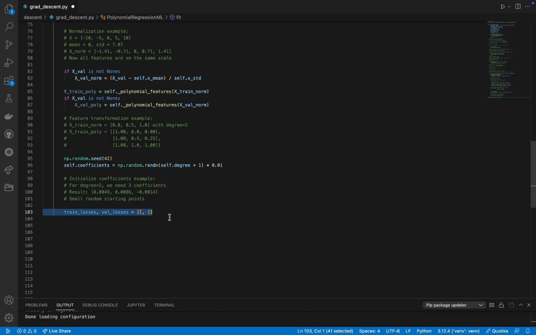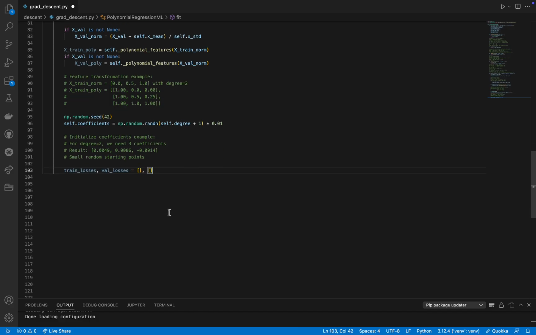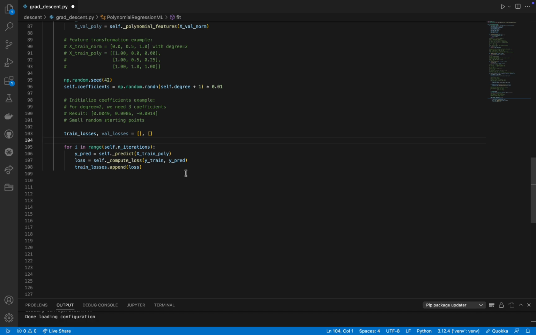Okay, and now we jump into the gradient descent loop. That's where the actual learning happens. We create empty lists for train losses and val losses, then we loop for n_iterations times. Each iteration is one step of learning. We were discussing it before.